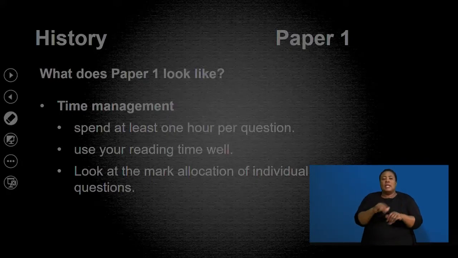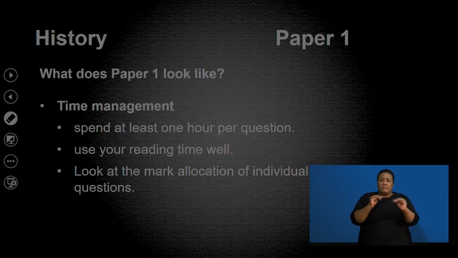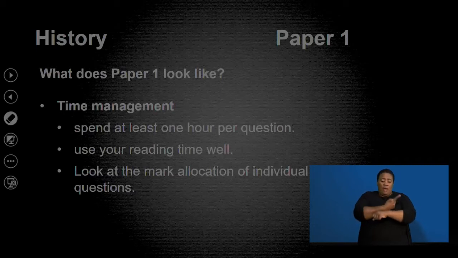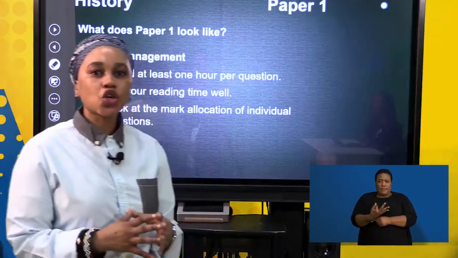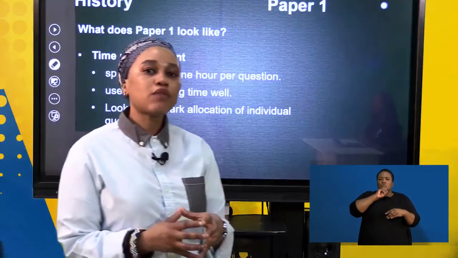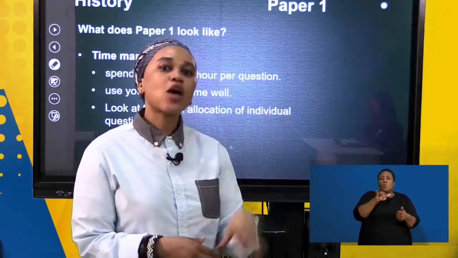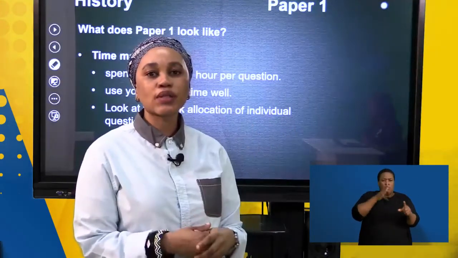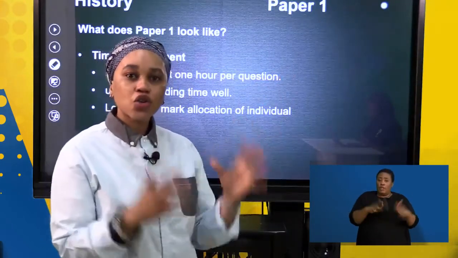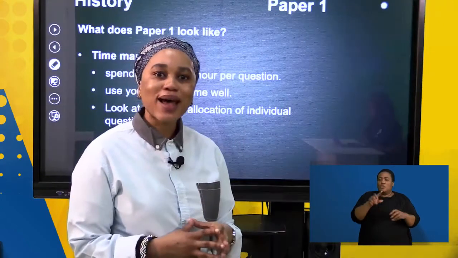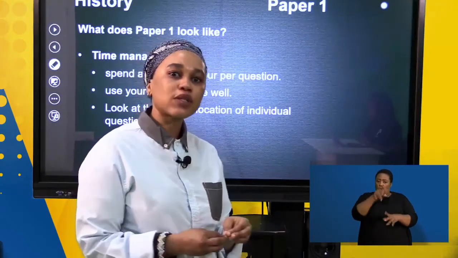Time management is very, very important. I've already told you that this paper is 3 hours long, so the suggestion is that you spend at least 1 hour per question. And you have to use your reading time very well. If you already know which topics you're going to answer, there is no need for you to go and read the entire paper. You need to go straight to those choices that you will have already made. I've already shown you what the topics are, so you know what they are. You don't need to read the entire paper. You can only do that if you're still undecided.